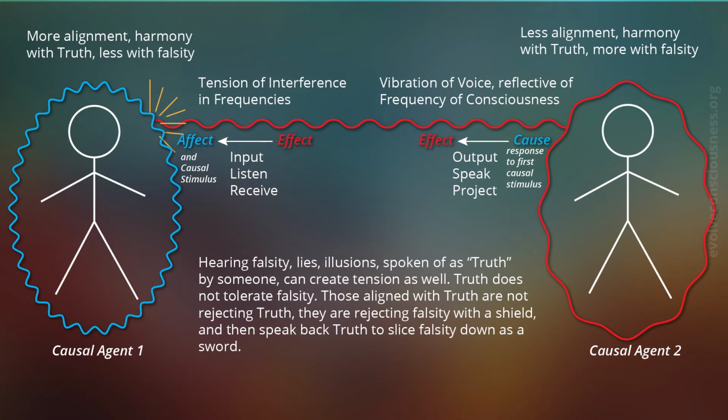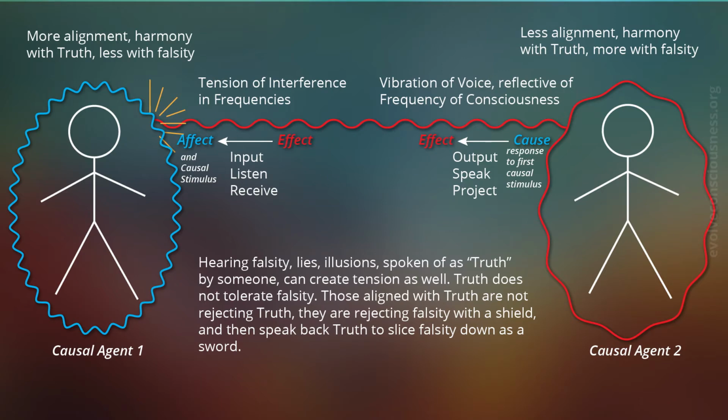Now causal agent 2 is going to respond to the first causal stimulus, which wouldn't be a response if the first person didn't do what they did. So everything's causally related. So the cause to the effect, the person now is output, speaking and projecting rather than inputting, listening and receiving. So the vibration of voice reflective of their frequency of consciousness is not in a higher blue, higher frequency of consciousness. It's still low in red, so they're projecting back as a low frequency rate of vibration.